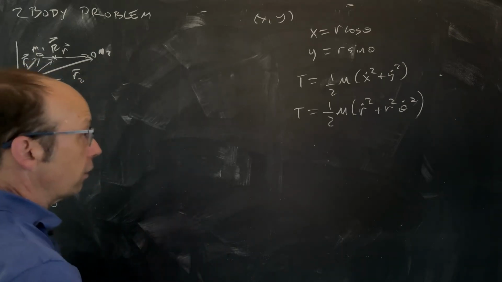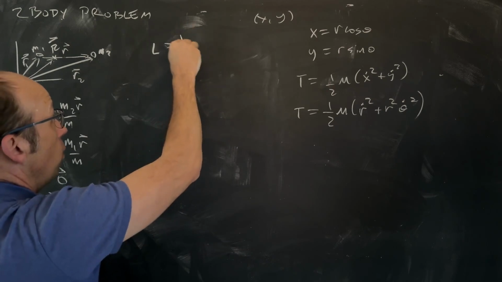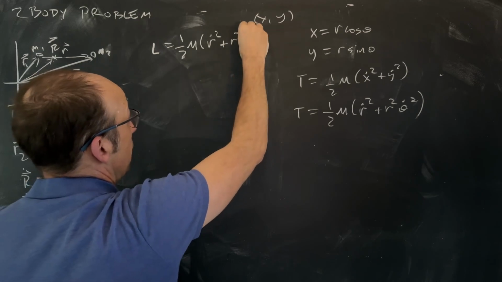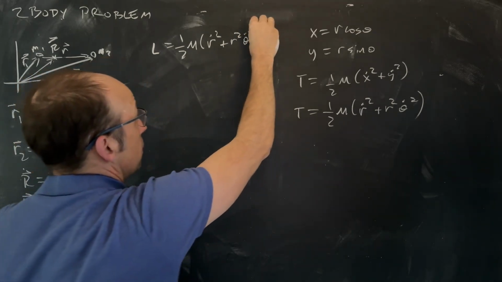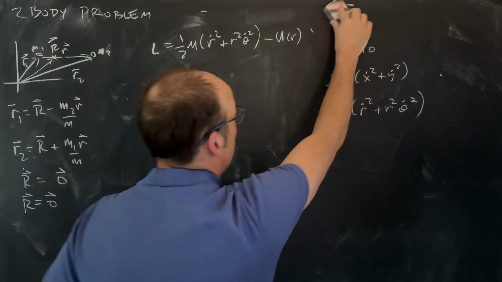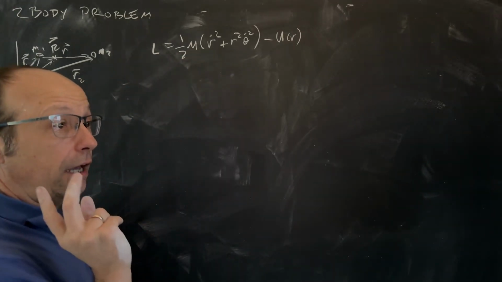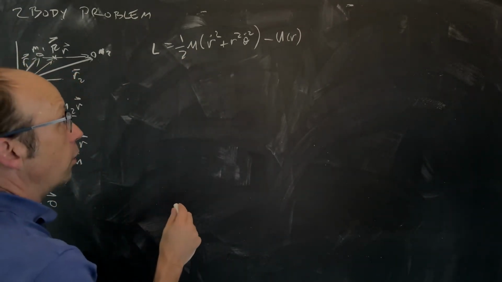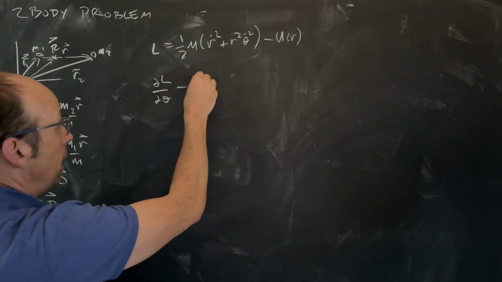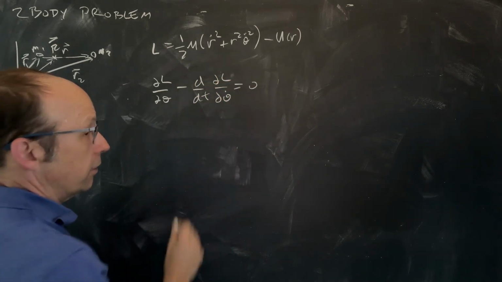Okay, so now let's write the Lagrangian. I'm going to write the Lagrangian right here. L is 1/2 mu (r dot squared plus r squared theta dot squared) minus U of r, right? I don't know what that U of r term is, but I know that we have to subtract that. So I have 2 degrees of freedom, so I need to have 2 Euler-Lagrange equations. So let's start with the theta equation. That says the partial of L with respect to theta minus the time derivative of the partial of L with respect to theta dot is equal to 0.